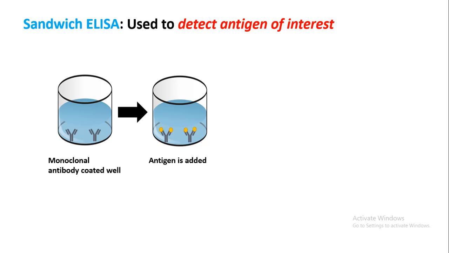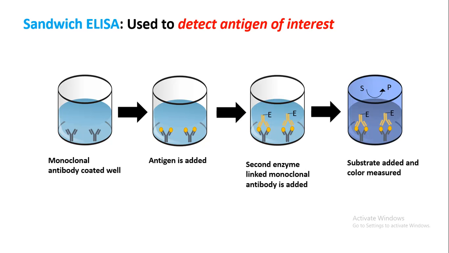And then we can give another monoclonal antibody coupled with enzyme. And then we put the substrate. Now, if the monoclonal antibody coupled with enzyme is binding to that particular antigen, then a color would develop. That would tell indeed that antigen is present in the patient's sample or patient's blood. So that is how we understand whether antigen is present in the sample or not.